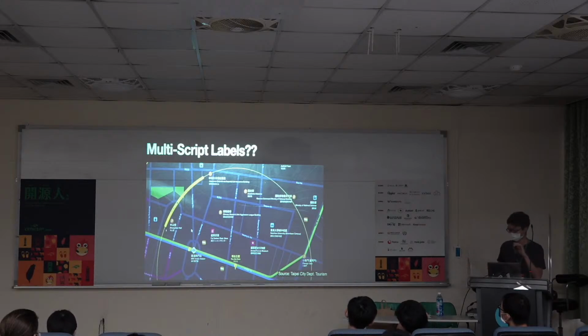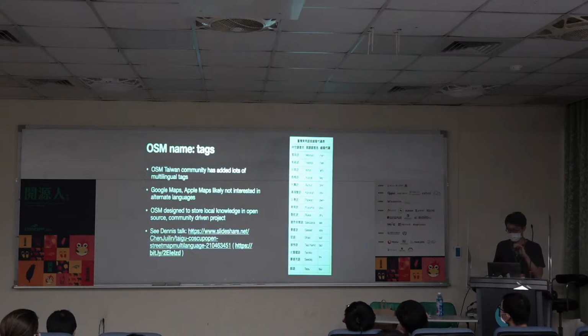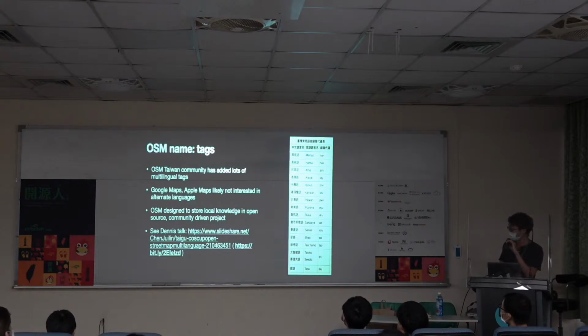on the client. So the OSM community in Taiwan has done a lot of work to add multilingual labels, specifically for Taiwanese or Taigi, and also for indigenous languages and Hakka. And this is a really good match for an open source project because apps like Google and Apple are probably not interested in showing these languages, even though there's a lot of people that are interested in them. And I added a link to Dennis's talk from last year, where he talks in more detail about adding this data to OSM.